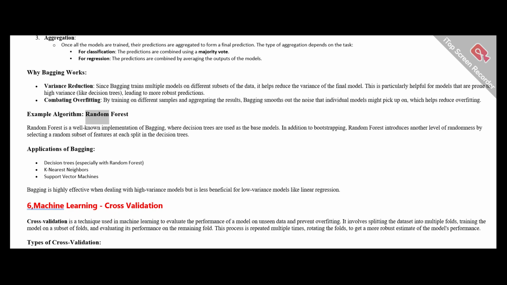Example algorithm, random forest. Random forest is a well-known implementation of bagging, where decision trees are used as the base models. In addition to bootstrapping, random forest introduces another level of randomness by selecting a random subset of features at each split in the decision trees.